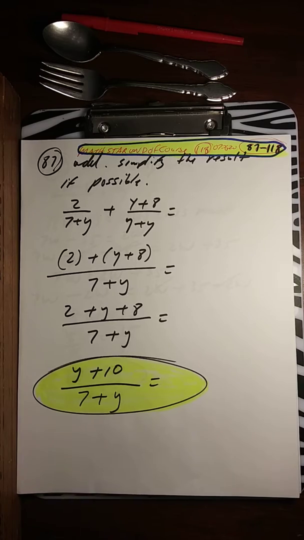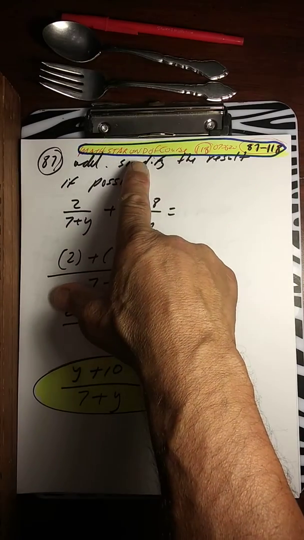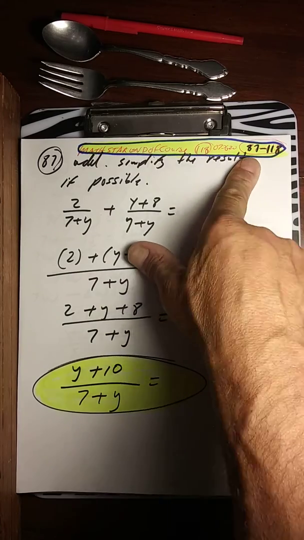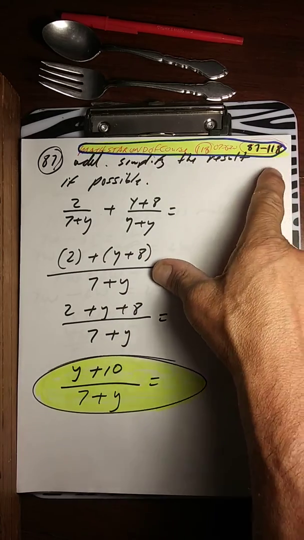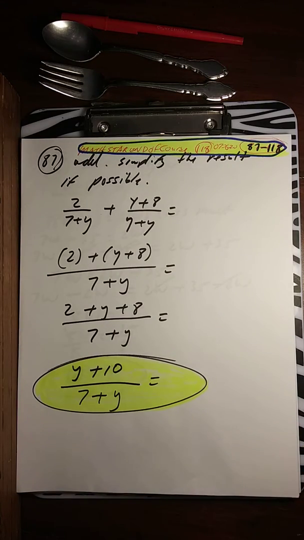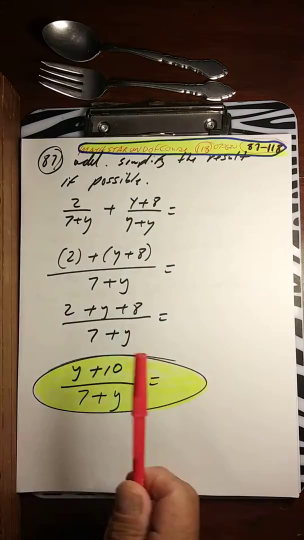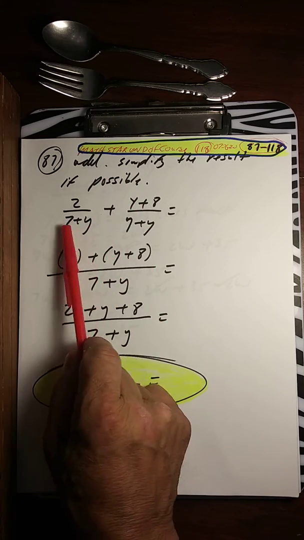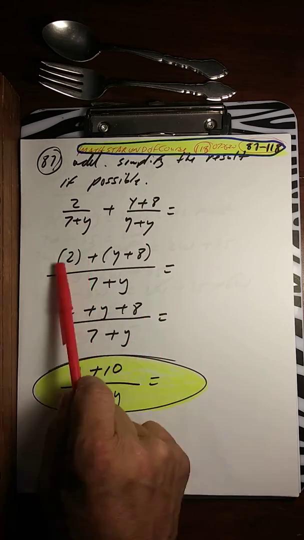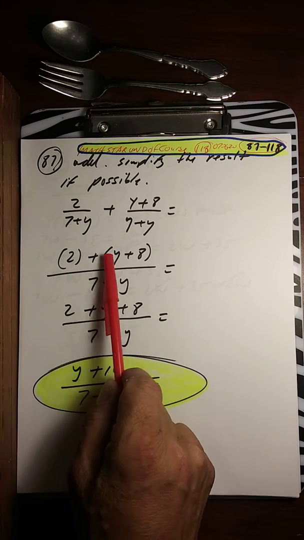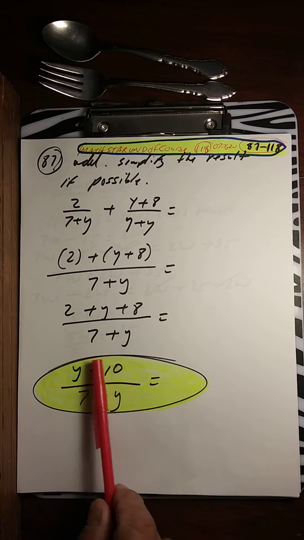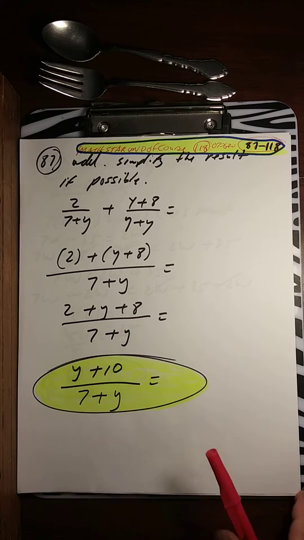Let's do the math. So now, how do we do this? Let's do this right here. We're going to add these two numbers together. Since the numbers on the bottom are the same, 7 plus y, put it in one big fraction. So 2 plus y plus this, so we have y plus 10. In the bottom we still have 7 plus y. That's it, we're done.